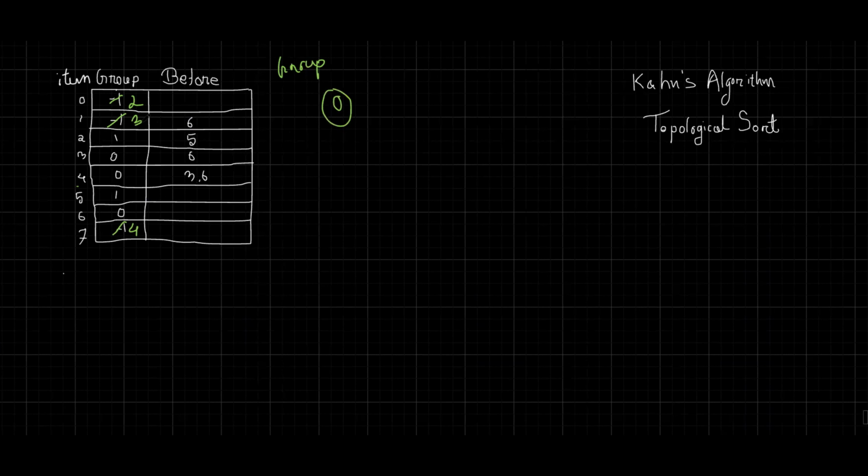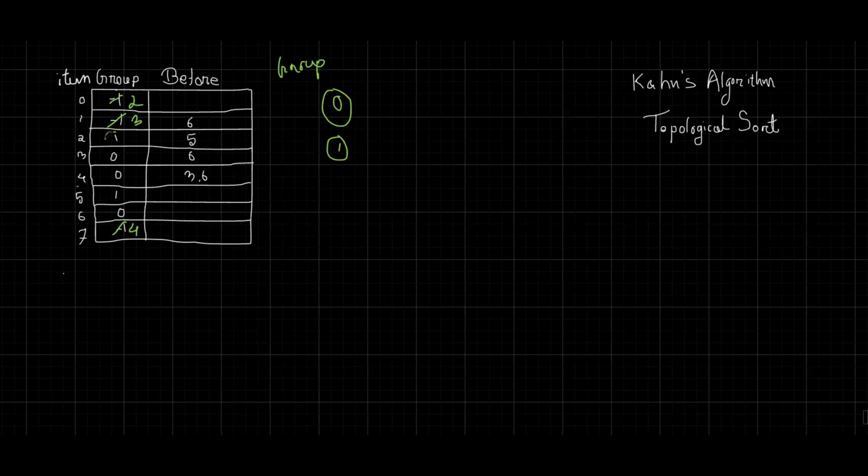Now there is a connection between 6 and 3. So what is the group of 3? It is also 0. So 0 connected to 0, this does not mean anything. So we will simply put 0 here. Now there is element 5. So what is the group of 5? It is 1. So we will put 1 here.